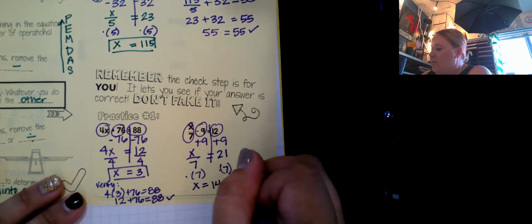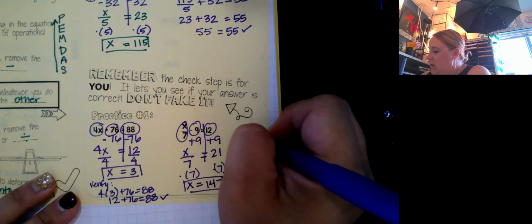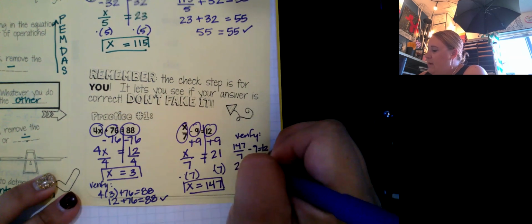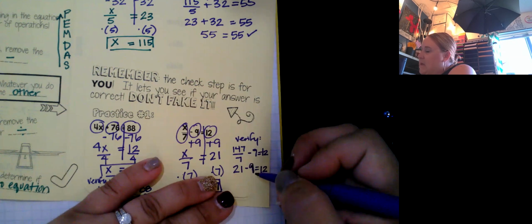So 147 is what I got for that one. If I verify, I have 147 divided by 7 minus 9 equals 12. 147 divided by 7 is 21. 21 minus 9. Ooh. 21 minus 9 would be 12. All right.